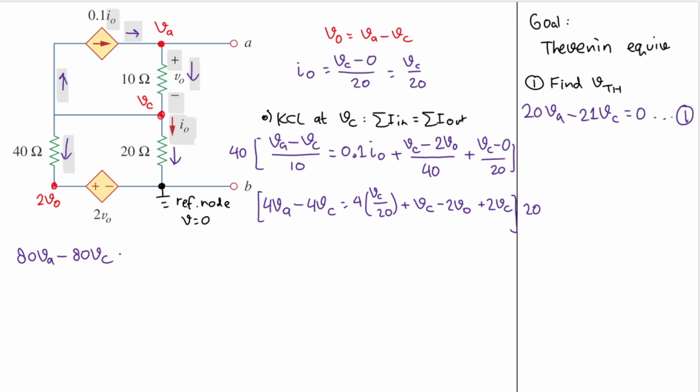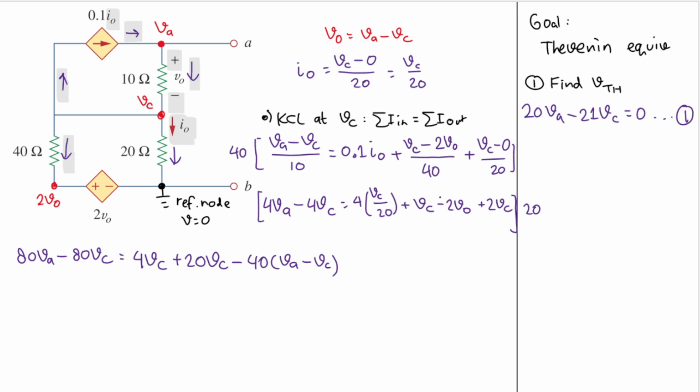And then that will equal to 20, and 20 will cancel each other, right, into 1. So I will have 4VC. Good. And then I will have plus 20VC. And then I will have minus 40VO. But then VO is VA minus VC.